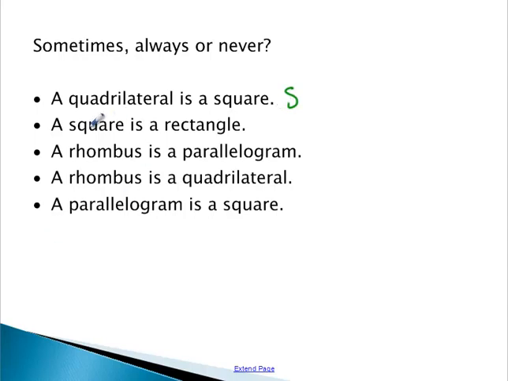A square is a rectangle. So what you have to do to answer this, does a square have 4 right angles like a rectangle? Yes. Does a square have diagonals that are congruent? Yes. So that's always. A rhombus is a parallelogram. Same idea. Does a rhombus have all the properties of a parallelogram? And it does. A rhombus is a four-sided figure. And is a parallelogram a square? Same idea as this top one. Is a quadrilateral a square? We're going to go with sometimes.